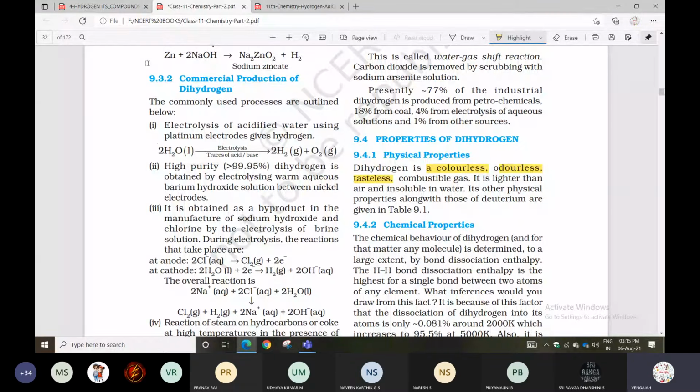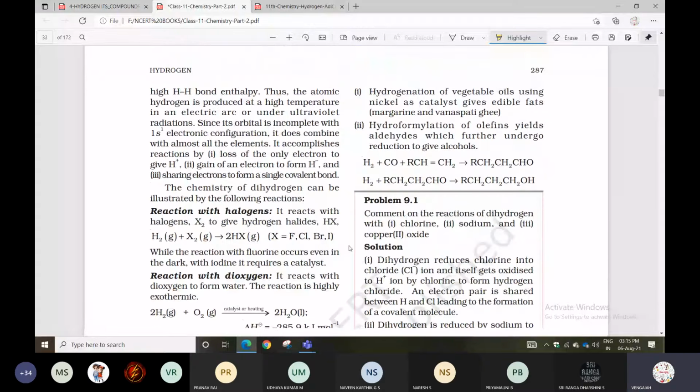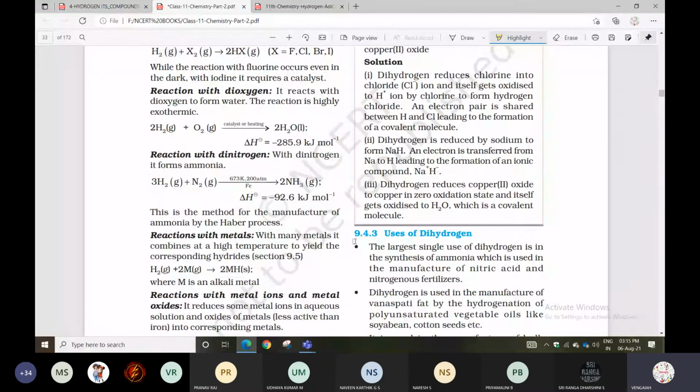And they have chemical properties. So what are the chemical reactions? It reacts with halogens, dioxygen, and dinitrogen, metals, metal oxides, and with organic compounds also. Finally, we have uses. So what are the uses we have? Okay, now? Yes.